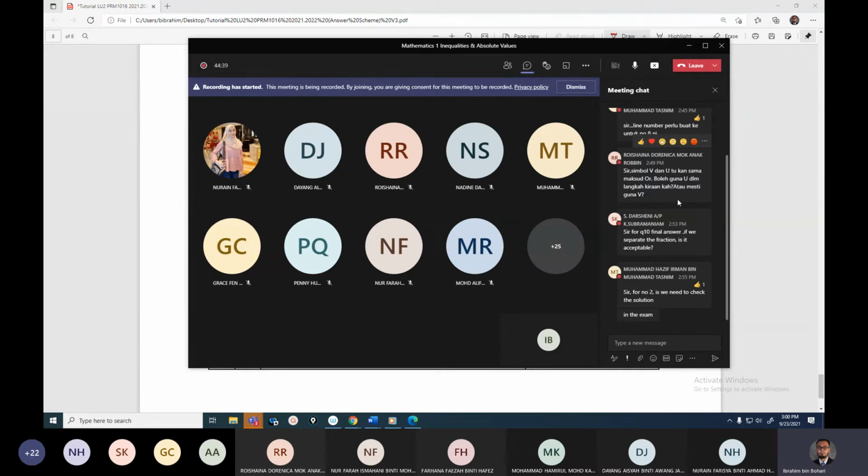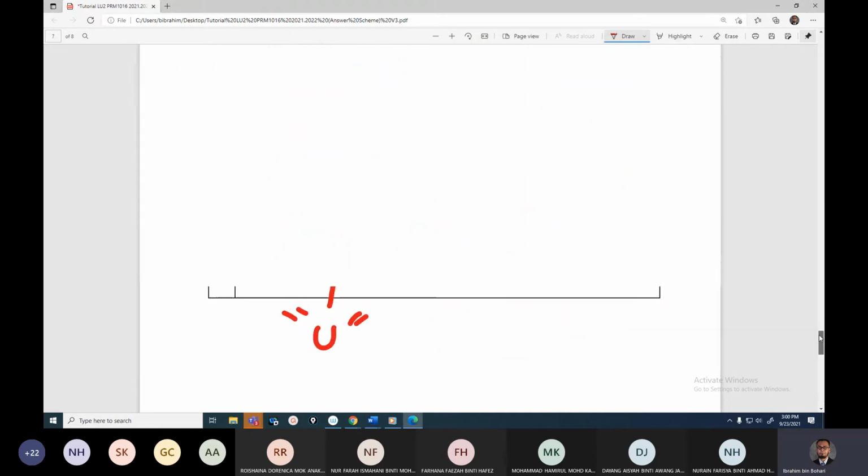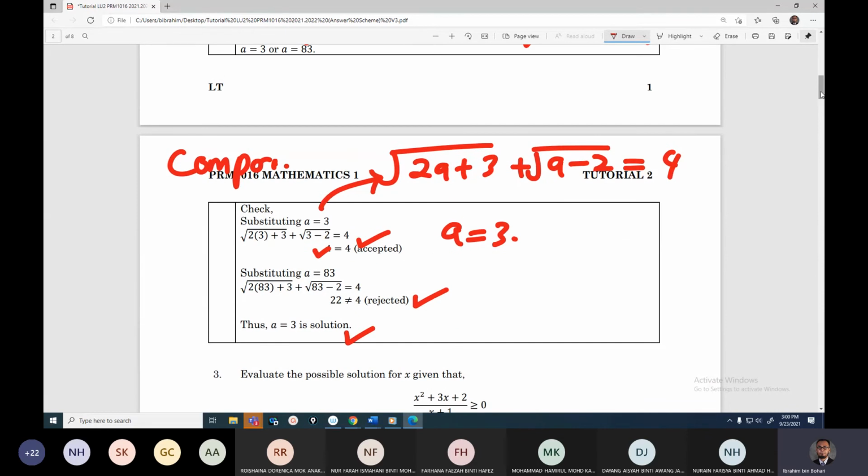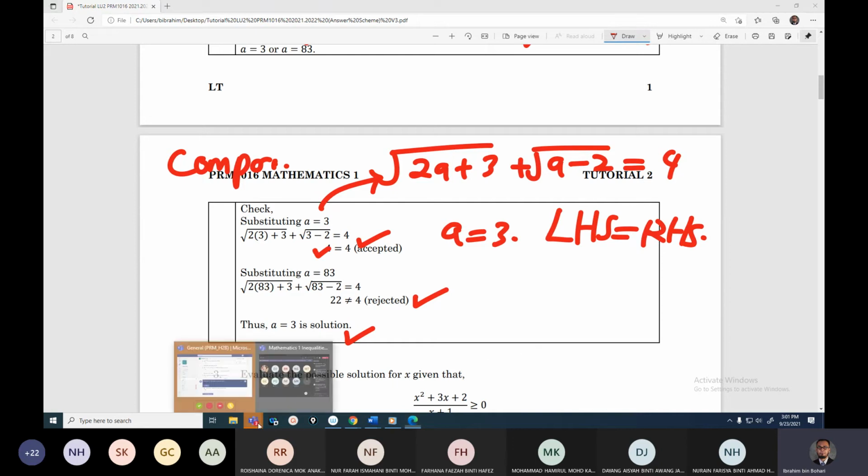Question number 2, we need to check the solution in the exam. Question number 2 is like this, class. You have to check. You compare the left hand side with the right hand side of the equation. Usually, if the question has a set like that, you have to compare, to either accept the value or reject the value. That's all, usually. The method is the same as LU1.